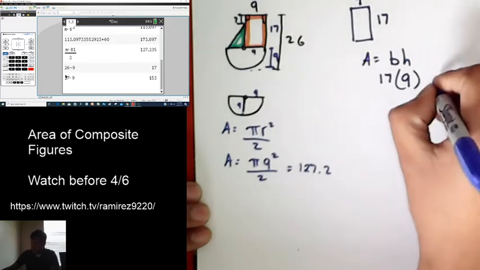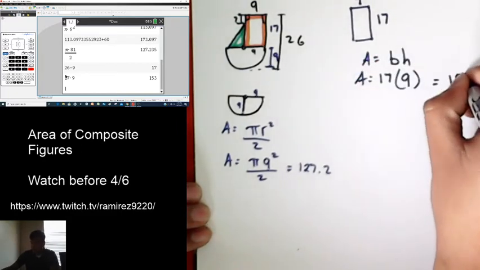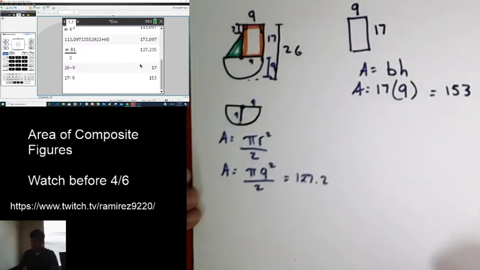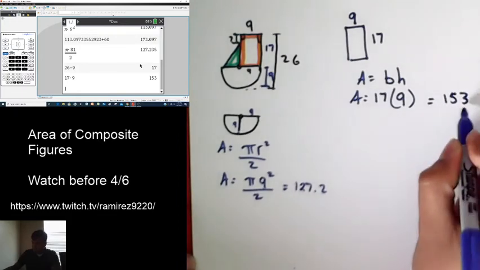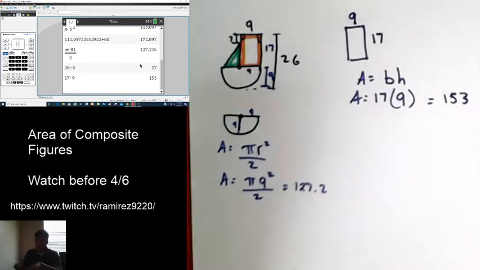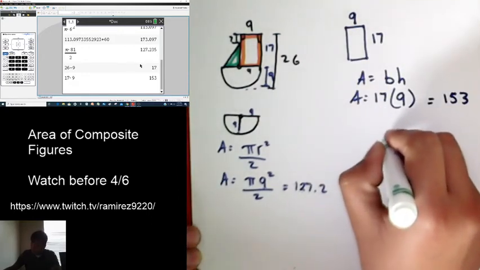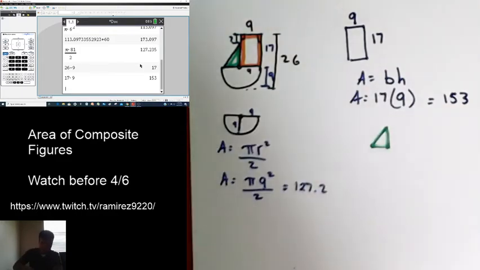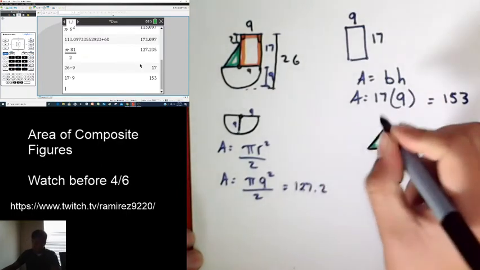And so the area here is 153. Let's see if you could see that. You can still see that. Okay. So again, so far we have the area of the rectangle, the area of the semicircle. Now we just need to calculate the area of the triangle. Okay. We need to calculate the area of the triangle.